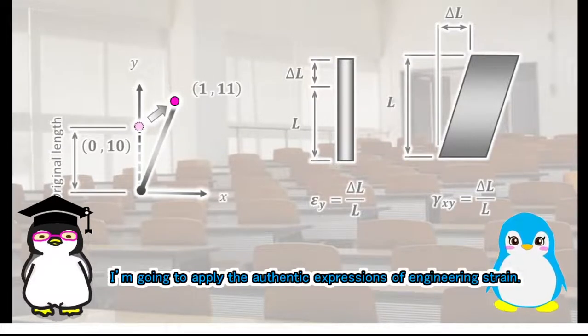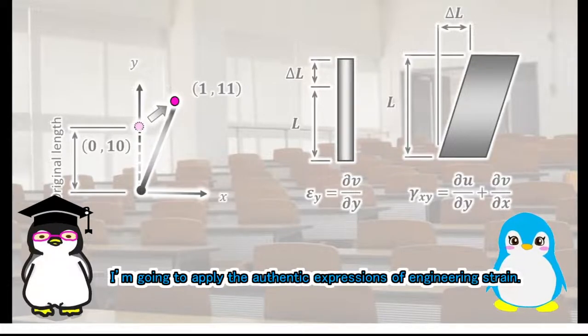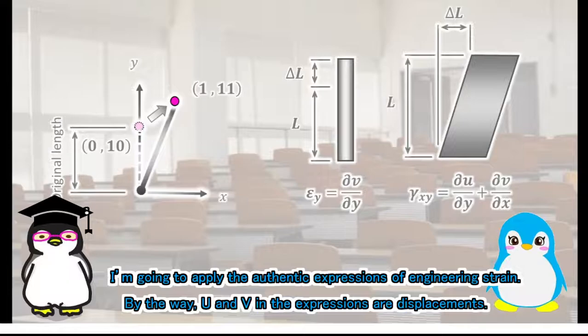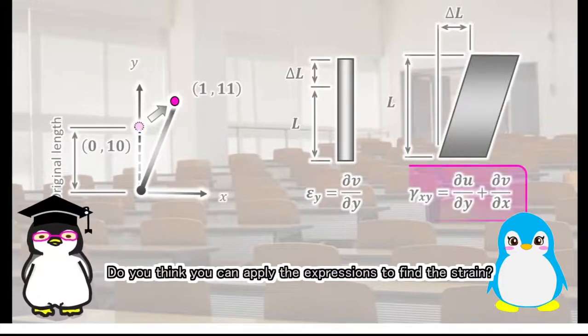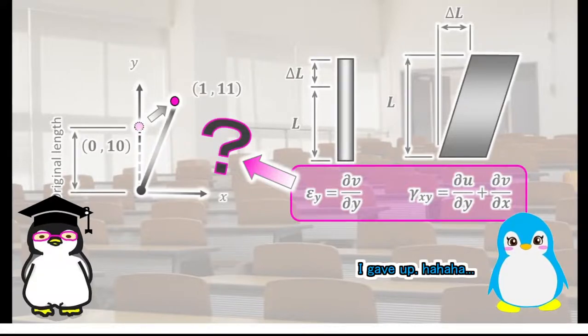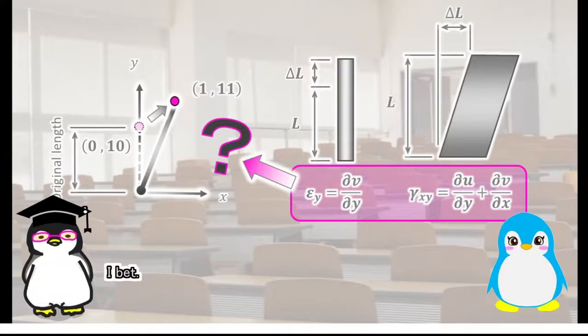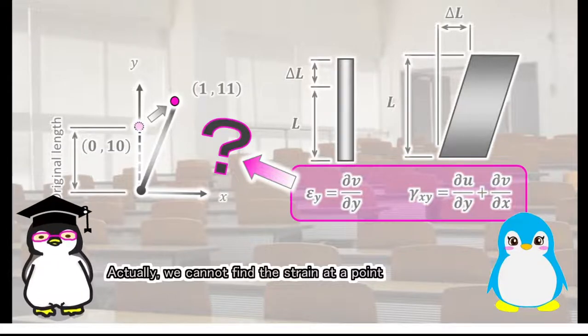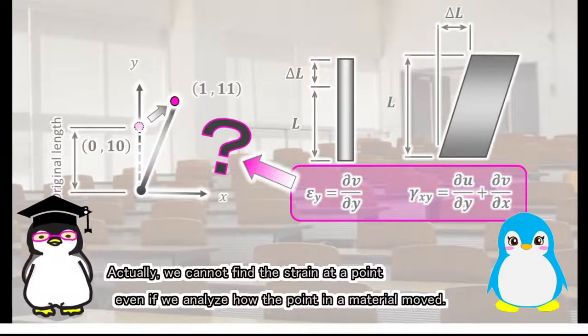I'm going to apply the authentic expressions of engineering strain. By the way, u and v in the expressions are displacements. Do you think you can apply the expressions to find the strain? Well, I gave up. Actually, we cannot find the strain at a point, even if we analyze how the point in a material moved.